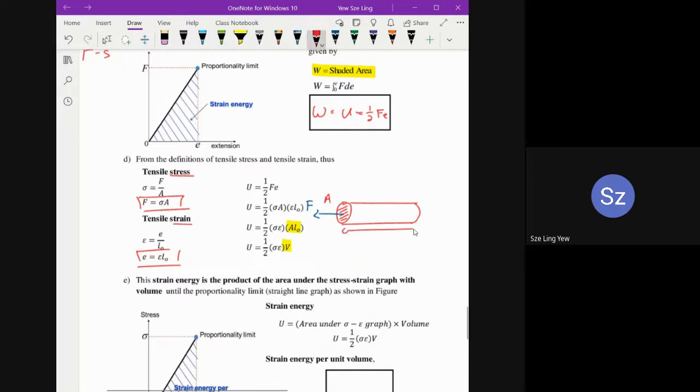Cross-sectional area times length actually gives us volume. V equals A L naught. Therefore, U can also be written as 1 over 2 sigma epsilon V. So remember, F is always perpendicular to the area.